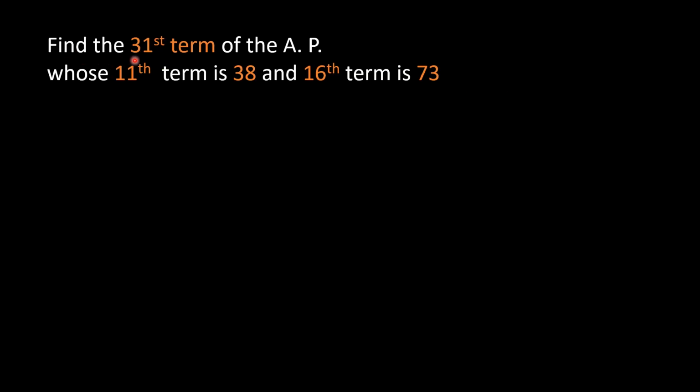Find the 31st term of the AP whose 11th term is 38 and 16th term is 73. We have to find the 31st term, so we write a_31 equals question mark. Now 11th term is given to be 38, so we write a_11 = 38, and 16th term is 73, so we write a_16 = 73.